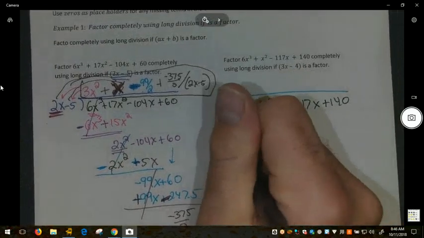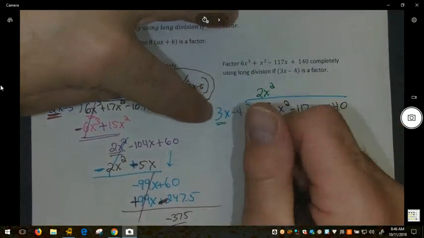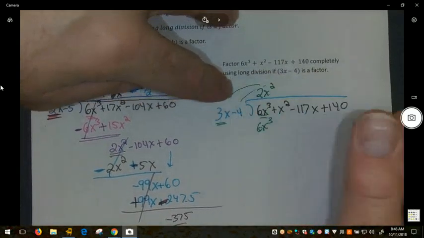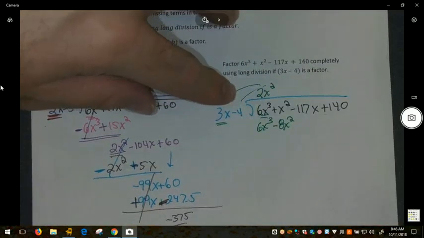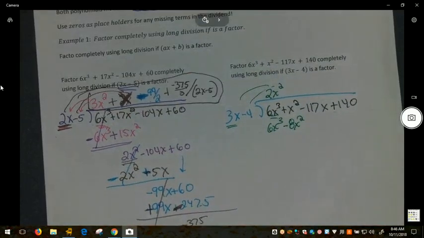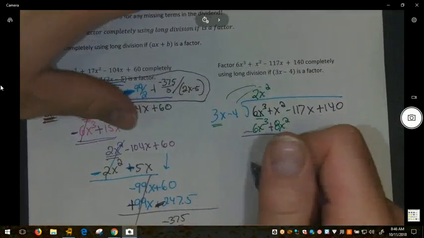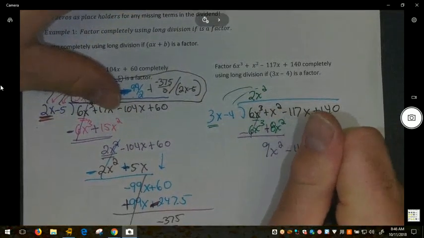Focusing on the 6x cubed, I have to multiply by 2x squared. 2x squared times 3x gives me 6x cubed. 2x squared times negative 4 gives me negative 8x squared. Change the sign on every term, and those cancel. We have 9x squared. Bring down the rest of the expression.